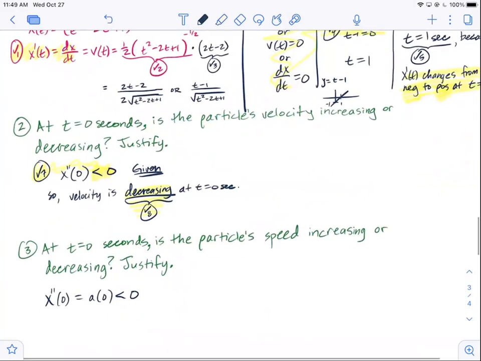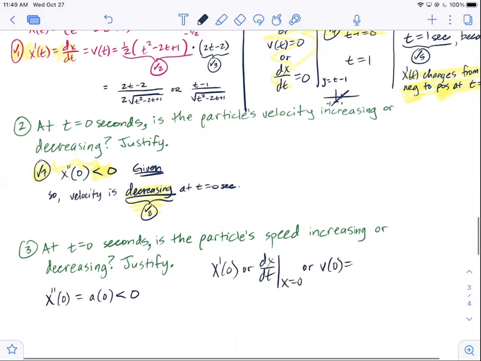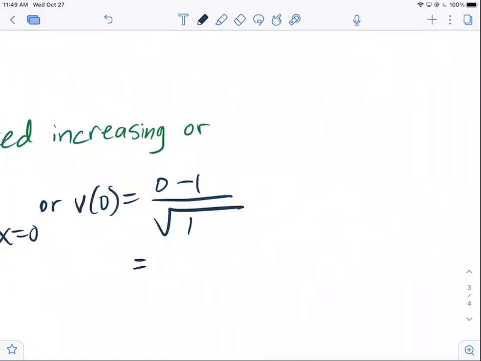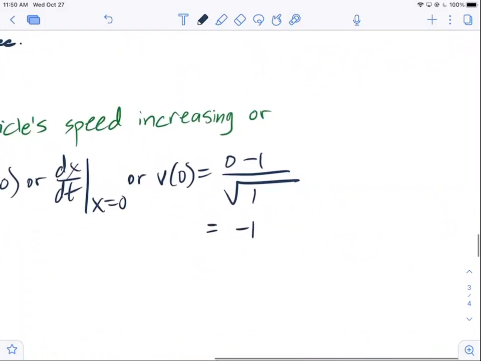Okay, and I'm just going to say x prime of 0, or dx/dt evaluated when t is 0. Or if you called it v of t up above, v of 0 equals, and I'm going to plug it into the simplified version one, okay? So you get 0 minus 1 all over the square root of 1, which ends up being -1. Now, the fact that it's -1 is not so important. What's important is the fact that that is less than 0.